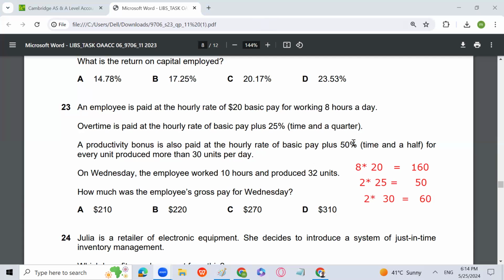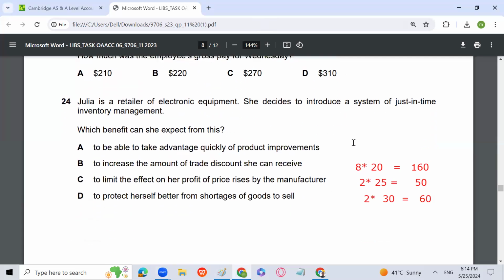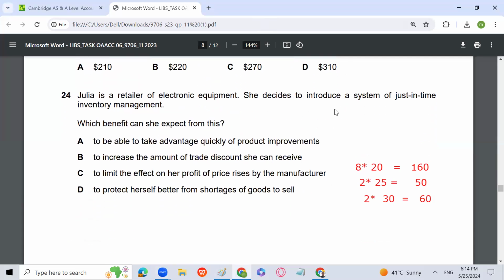Julia is a retailer of electronic equipment. She decided to introduce a system of just-in-time inventory management. You will find just-in-time inventory management questions now because it has recently been a part of the syllabus for a little portion of the time, but you have studied it in business studies. Just-in-time inventory management means that you are not maintaining inventory, you are just purchasing and producing the inventory and selling it. Which benefit can she expect from this?